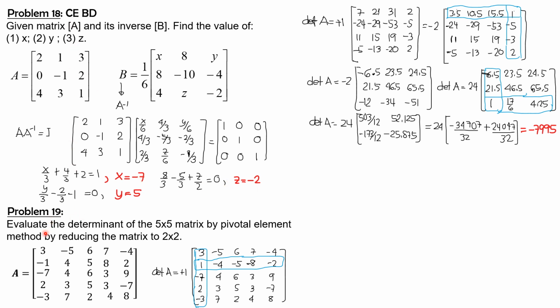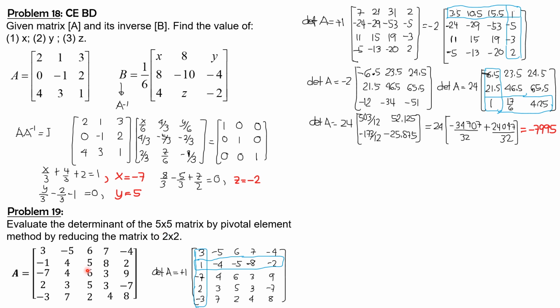Problem 19, evaluate the determinant of the 5 by 5 matrix by pivotal element method and by reducing the matrix to 2 by 2. So the calculator technique here is you do not do it even if this is the instruction. I'll just present the solution in this manner because this is the instruction, but if it is a problem in the board exam, you can reduce this to 4 by 4, and the 4 by 4 matrix you can use your calculator.